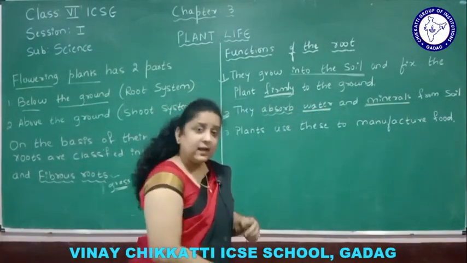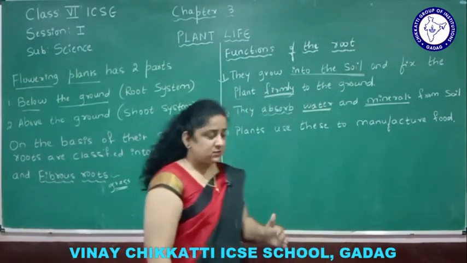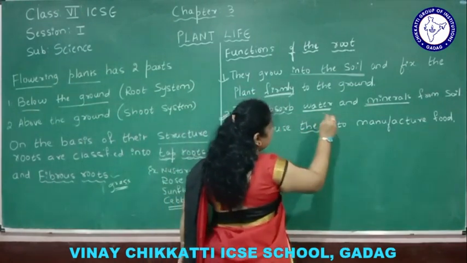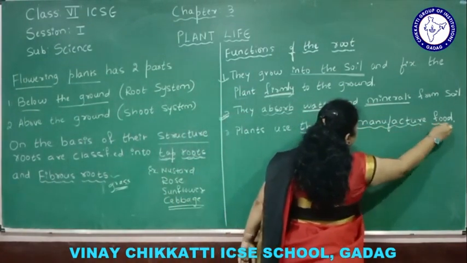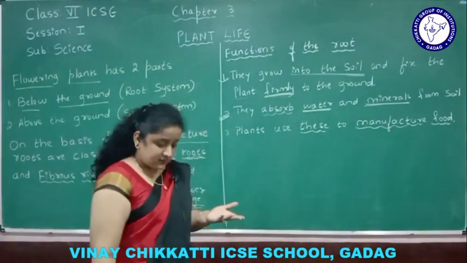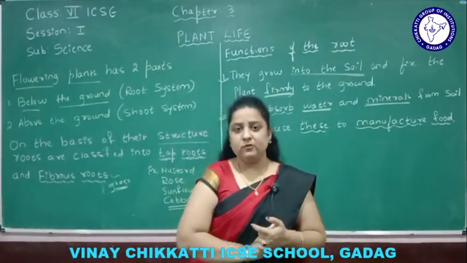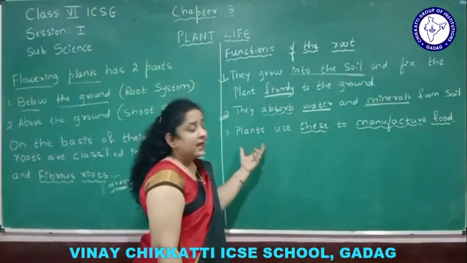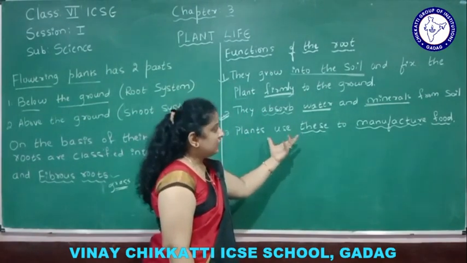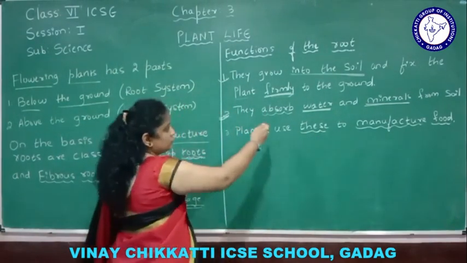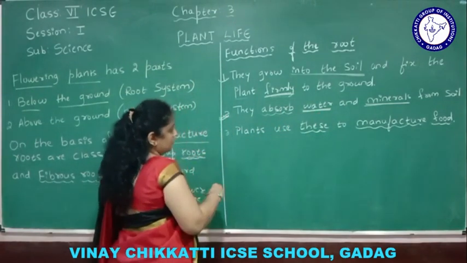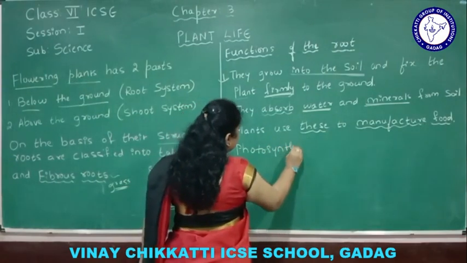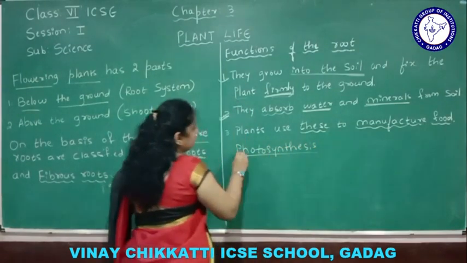Now by absorbing water and minerals, what do they do? It is transported to different parts of the plant, and these water and minerals are used for manufacturing food. As we require food, we eat food, right? Why do we eat food? To get energy. So plants also require food, and they can synthesize their own food. They can manufacture their own food by absorbing water and minerals from the soil. That process is called photosynthesis. This we'll study a bit later.